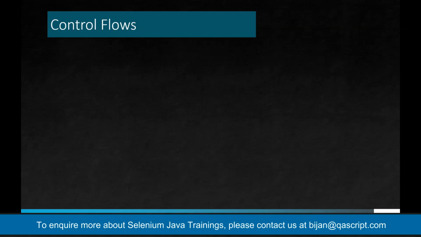The next topic is control flows. There are different control flows in Java. Till now, we have just written a simple program where there was no control flow, but we'll see how control flows work in Java. If you have heard about statements like if, else, while, for loop, all of these are control flow statements.